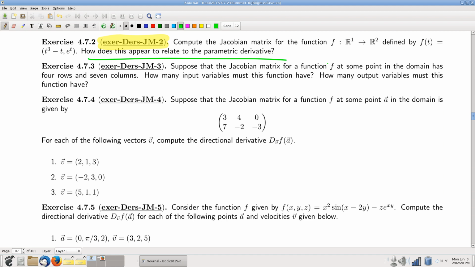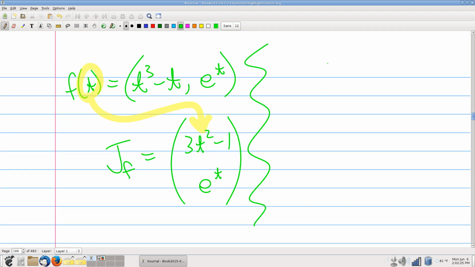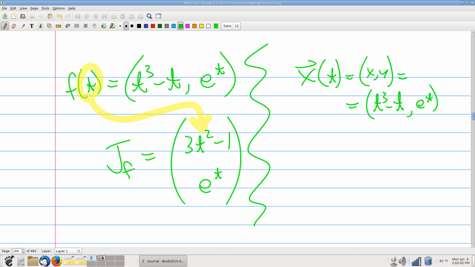So let's view this as a parametric curve and take the derivative. I'm going to rename it, by the way, as x of t, because that's how we've written it in the past. x equals, now of course, it's still the same function, t cubed minus t, comma e to the t. And let's write down x prime of t. I'm going to write the vector vertically. It's the same thing, 3t squared minus 1, e to the t.